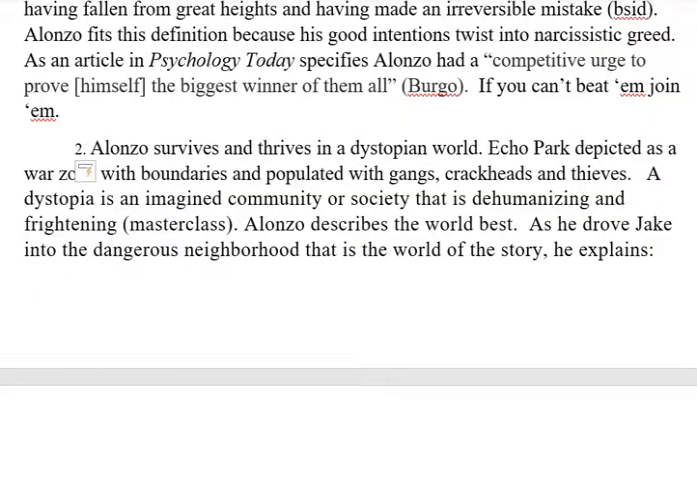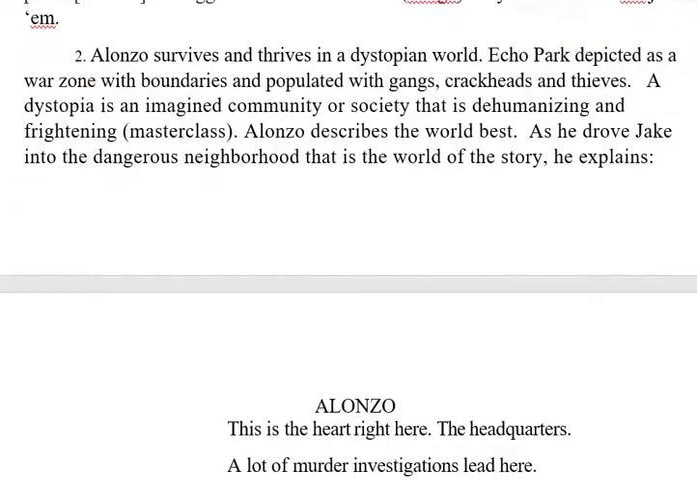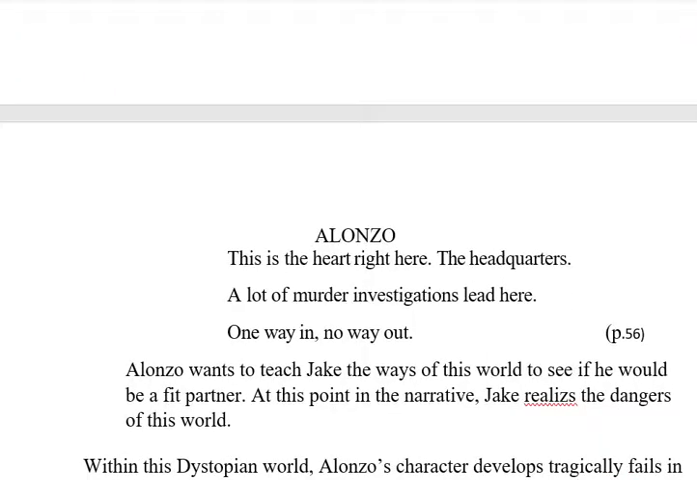And so to finish up our point, we're going to show that he is operating in a dystopian world. Echo Park is depicted as a war zone with boundaries and populated with gangs, crackheads, and thieves. A dystopia is an imagined community or society that is dehumanizing and frightening. Masterclass. Alonzo described this world best. So we have the definition of a dystopia, and we have Alonzo's description of the dystopia. Right?